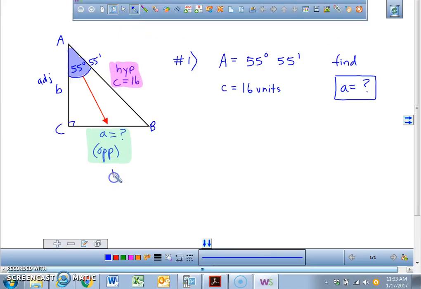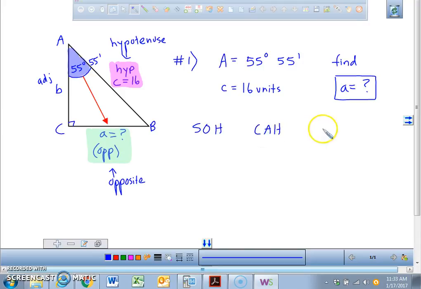The side that we're looking for is the opposite side. The side that we have is the hypotenuse. That right there, in and of itself, lets me know whether I'm going to use SOH, CAH, or TOA. So which one do you think would be the best one to utilize the information that we have? If we have the opposite side and the hypotenuse. Yeah, sine. Very good.